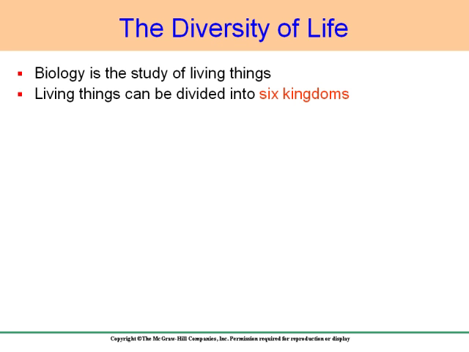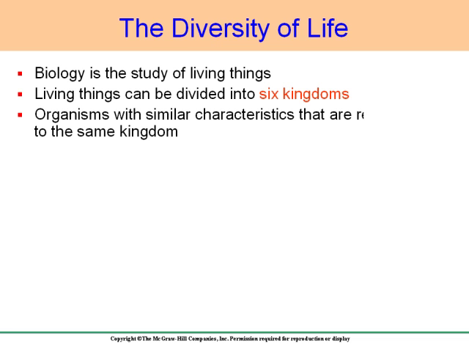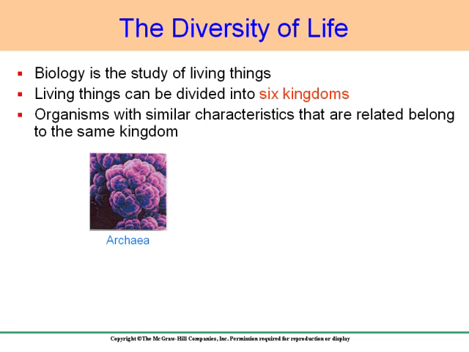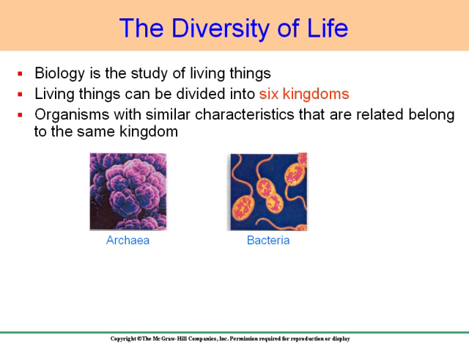Living things can be divided into 6 kingdoms, according to their characteristics, such that organisms with similar characteristics are placed into the same kingdom. The first kingdom is called archaea. The second kingdom is called bacteria. Both of these 2 kingdoms have bacterial organisms in them.